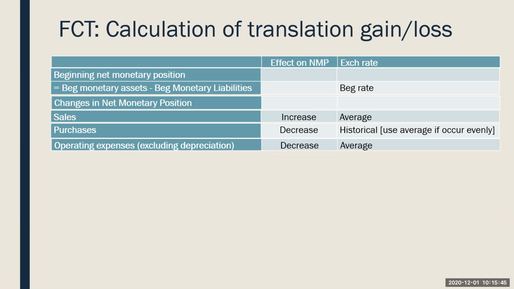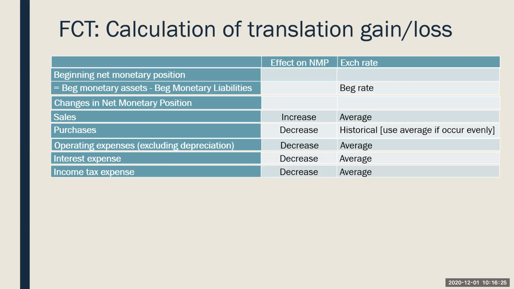Operating expenses that are incurred in cash, so you need to exclude non-cash items such as depreciation, bring about a decrease to the net monetary position. These operating expenses typically occur evenly over the year. We're talking about payment for rent, salaries, etc. Those are fairly stable across the year, so it makes sense to use an average rate to translate these numbers. Interest expense will always be translated using an average rate because interest accrues evenly with the passage of time.